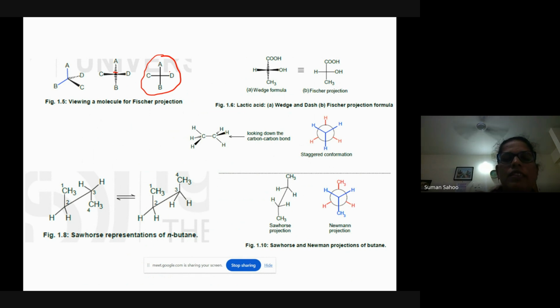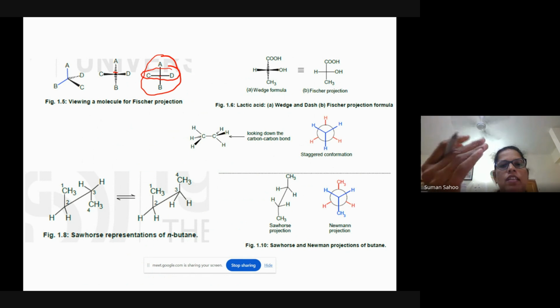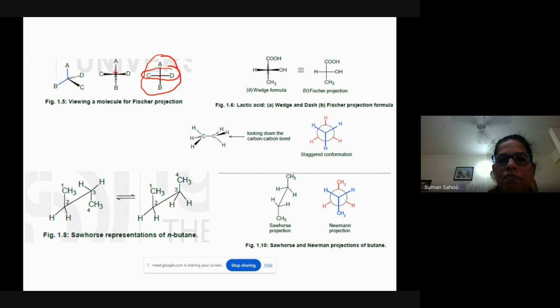Or we can represent it in a Fischer projection where you have one vertical line and one horizontal line. In this case, carbon is in the center, and on the horizontal line, the substituents C and D are lying in the plane of the paper, and A and B are on the vertical line, where A is towards the observer, and B, the one below, is away from the observer.